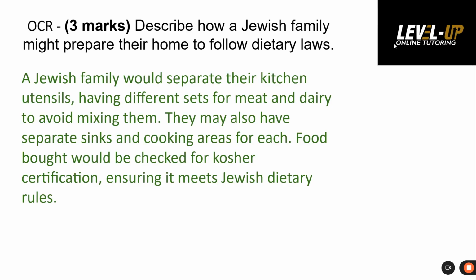So they won't necessarily use everything in the same way. So their ovens, they might use certain hobs for the meat and certain hobs for the dairy, certain tray levels for the meat, certain tray levels for any dairy food. That way, they're not actually coming into contact with each other in any way, shape or form.